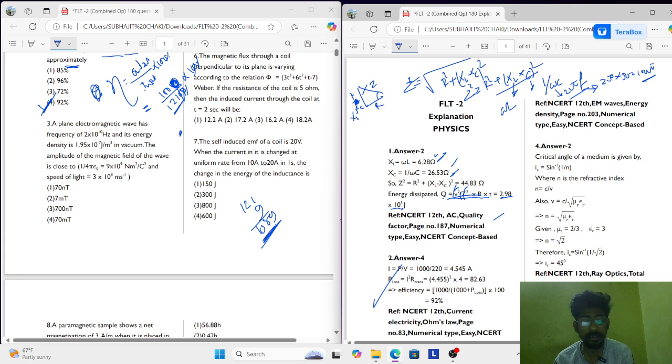So they have also calculated this way. Same thing. Okay, so efficiency is 1000 divided by 1000 is the output. This is 1000 plus power loss.